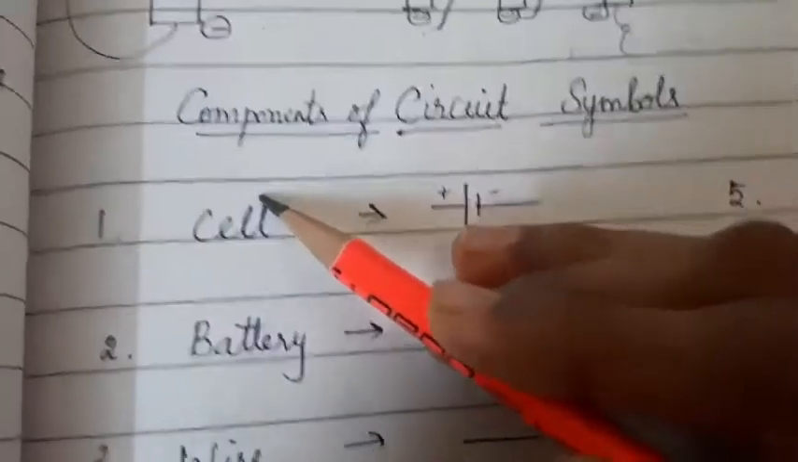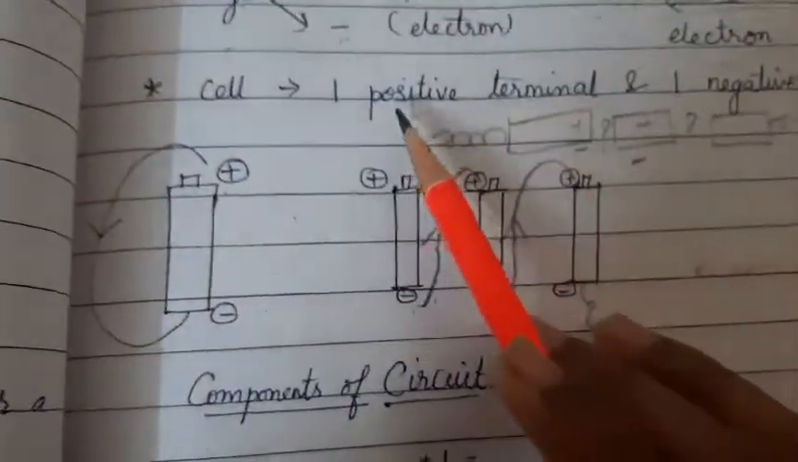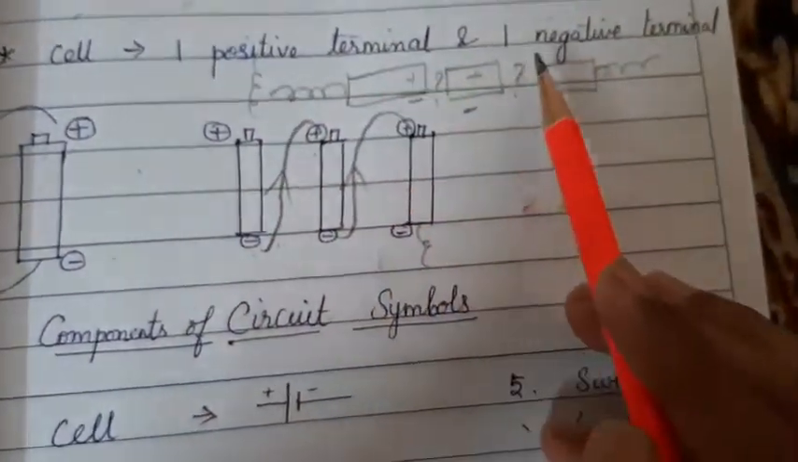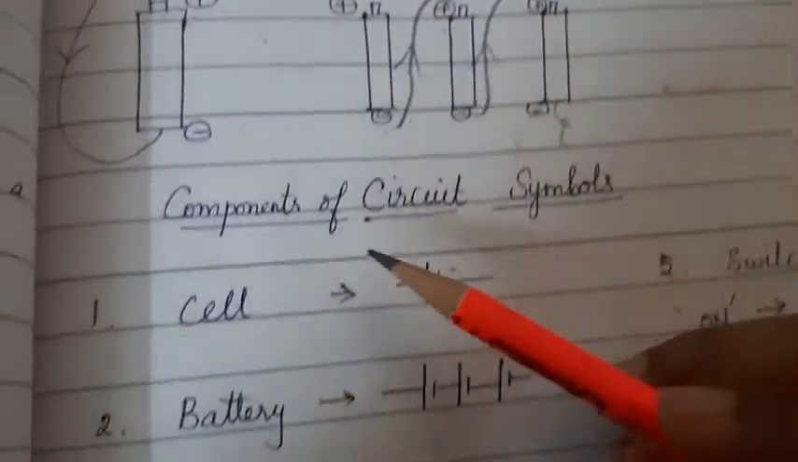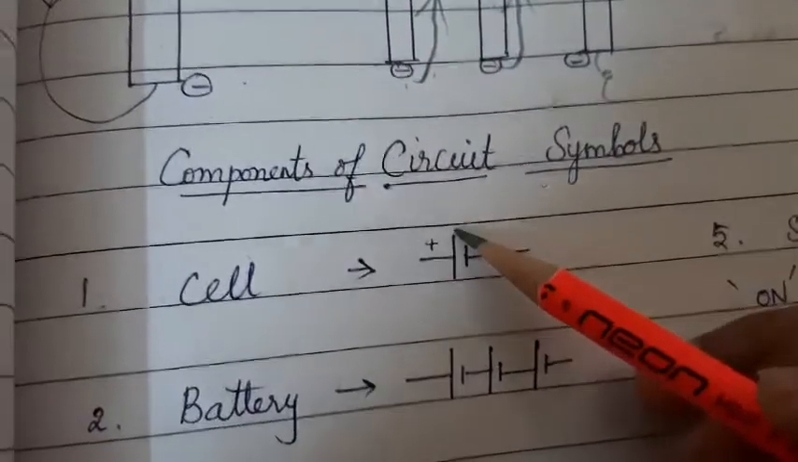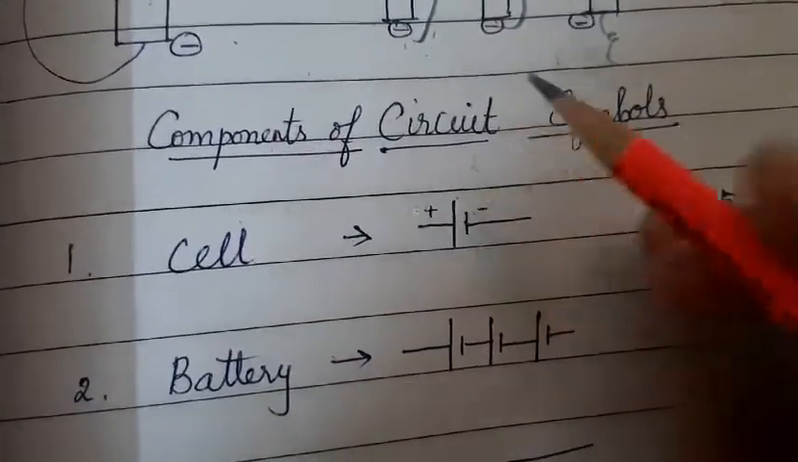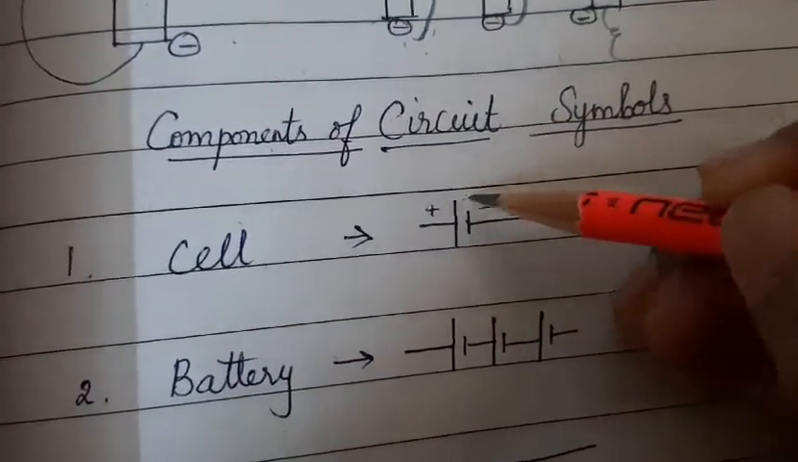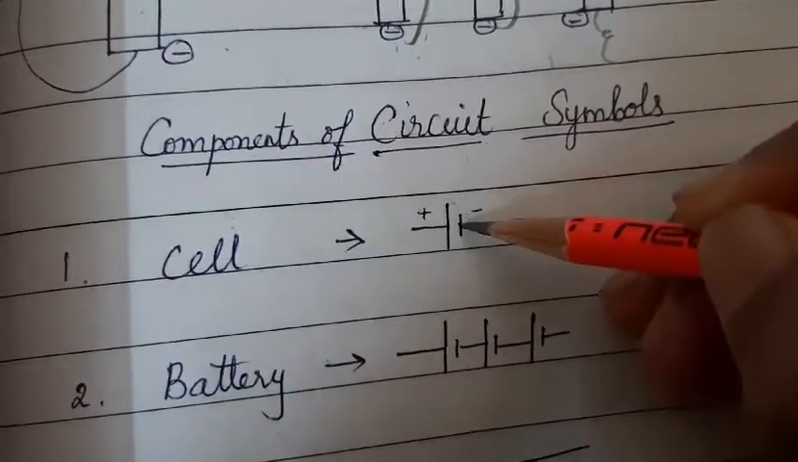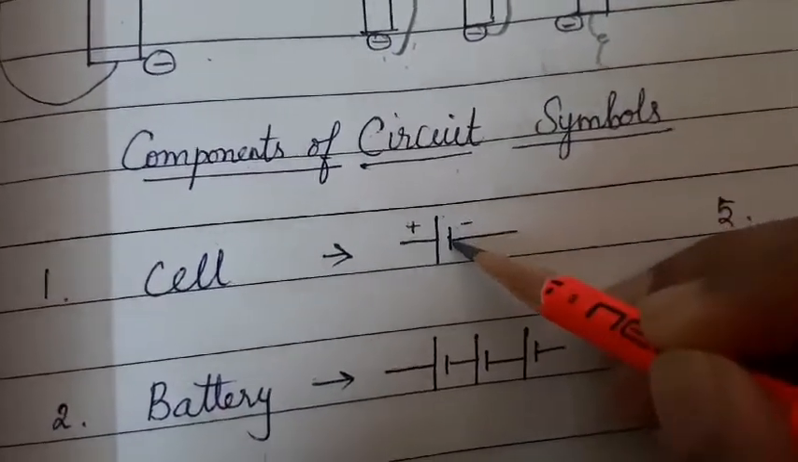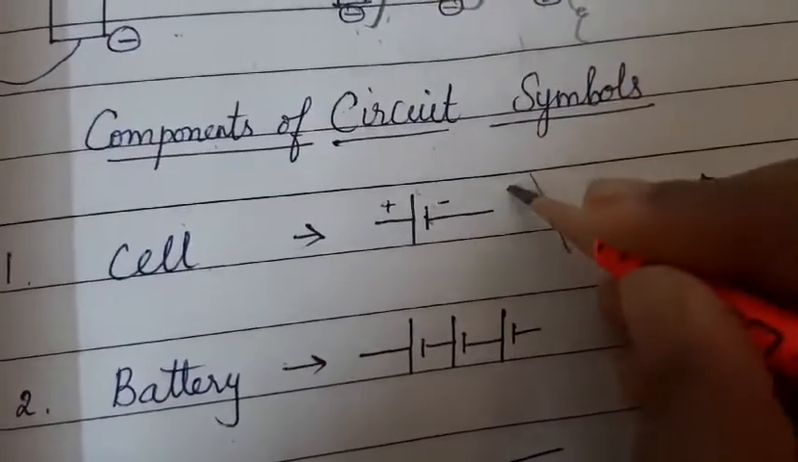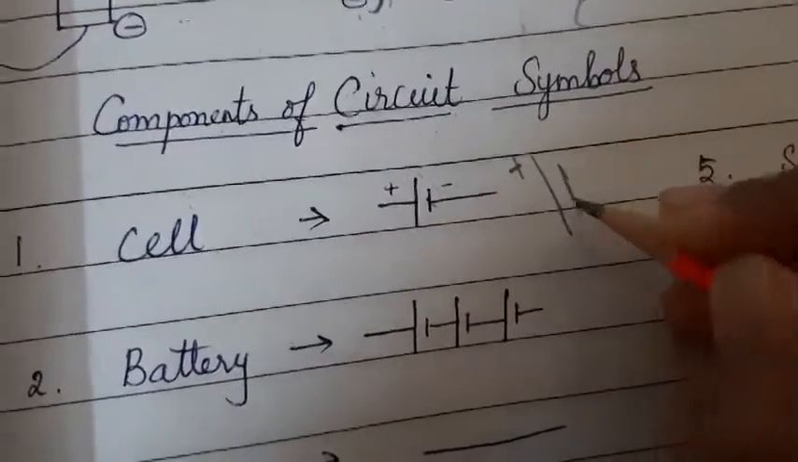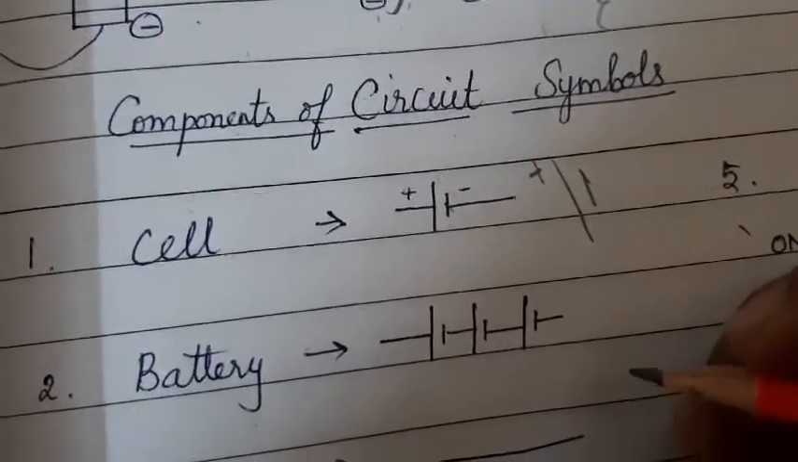A cell means, what did we learn? A cell will always have one positive terminal and one negative terminal. So, I always indicate the positive terminal in a straight long line and the negative terminal in a small line. This is how. A long line will represent the positive and the small line will represent the negative end.